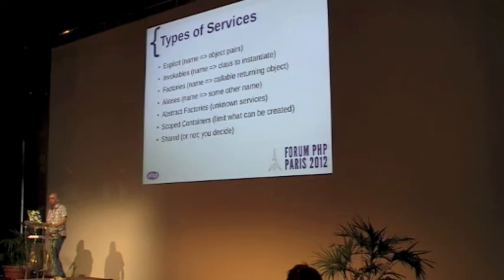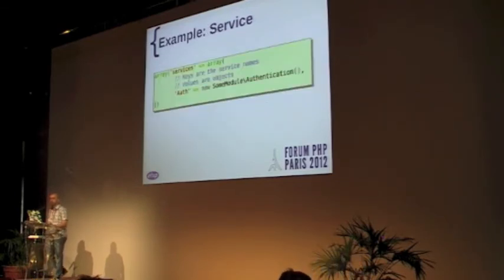We have a lot of different kinds of services. Basically, we have explicit services, so you can define a name with an object. We have invocables, which basically means that you can define a name with the class to be instantiated. We have factories, we have aliases, we have different kinds of services. And I just reported a couple of examples. So the service manager, you can think of it as a container of objects. That's more or less what it is. You can define the object that you want to insert in the service container, and you have a lot of different ways to do that.